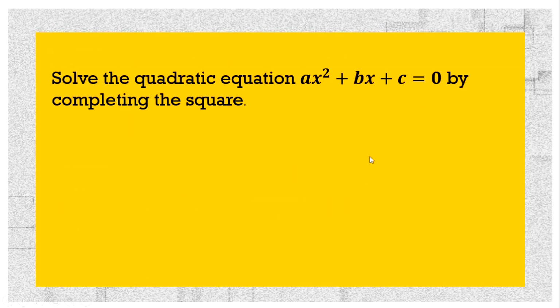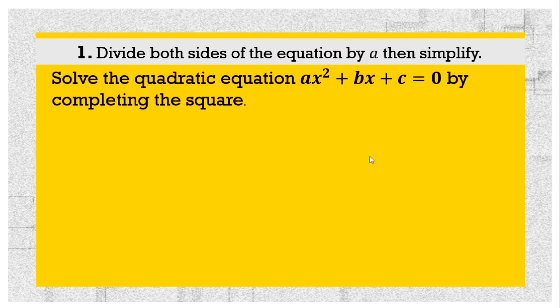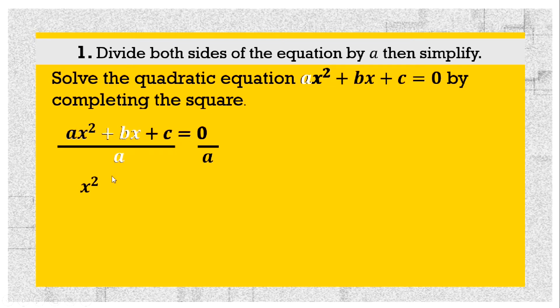Okay, let us try to solve the quadratic equation ax squared plus bx plus c equals 0 by completing the square. Again, for our first step, divide both sides of the equation by a, then simplify. We have (ax squared plus bx plus c) over a equals 0 over a. So ax squared divided by a is x squared. bx over a is b over a times x. And c over a stays c over a. Equals 0 divided by a, which is 0.